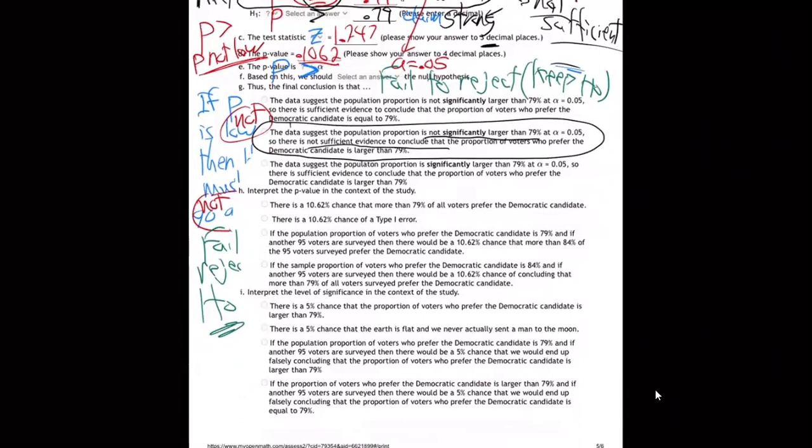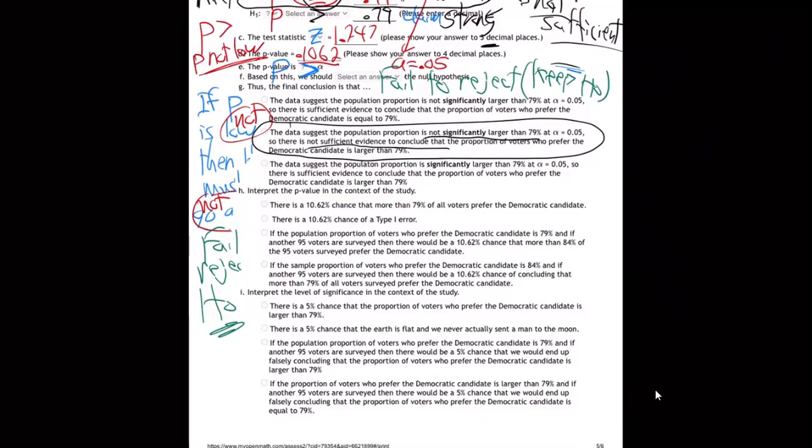What does it say? Interpret the p-value. What does the p-value mean? So I haven't mentioned this yet. Let me now mention for you what a p-value means. A p-value is the percentage chance. It's the percentage chance of an error. Let's see. Or no, I'm sorry, not of an error.